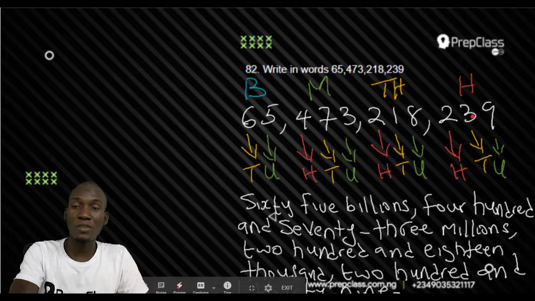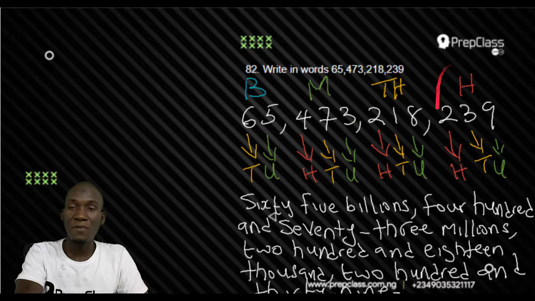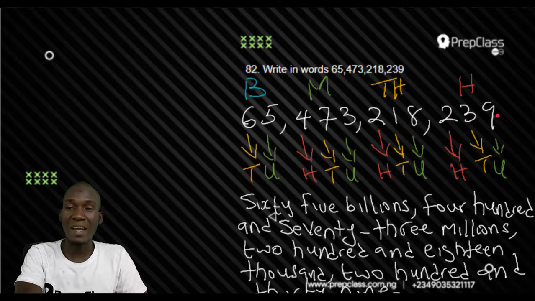Now to do this, we are going to express our number in this way. That is, we have 65,473,218,239. Now these numbers are already divided into chunks. Now we need to name the chunks. The first chunk from the right is the hundred chunk. That is, I have 239, unit, tens, and hundred. If I have just 239 to be pronounced, it will be 239. So this is just the hundred chunk.